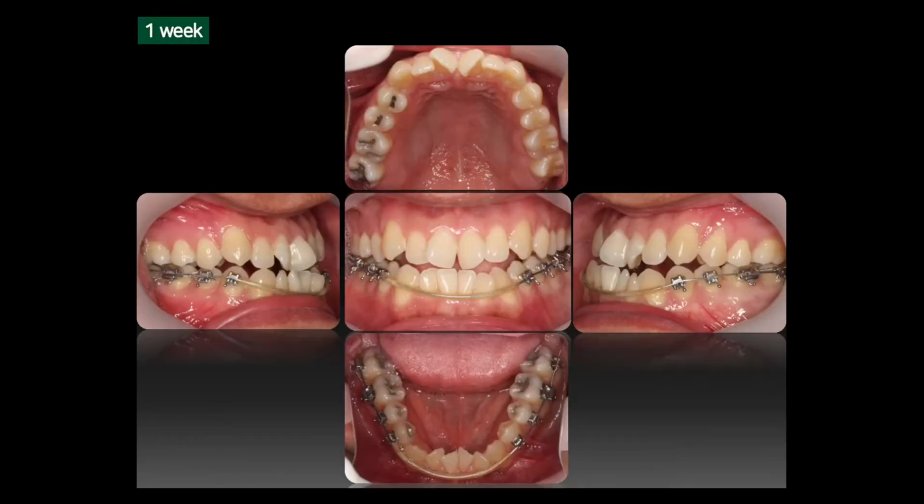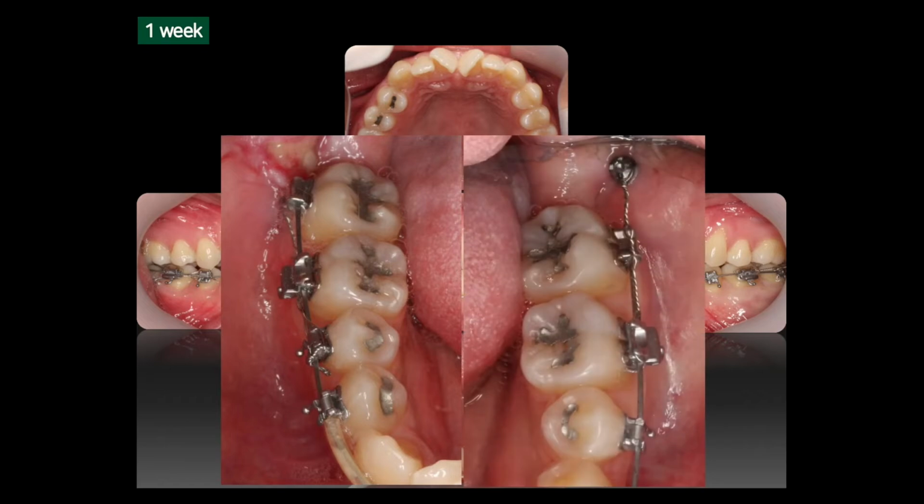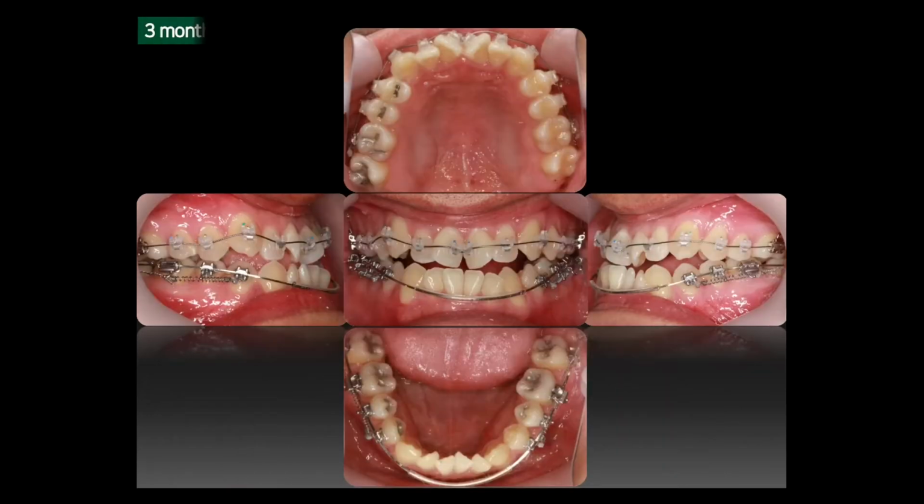One week after placement of the mini implants, the ligature wire thread was tied to the second premolar. On the left side, the mini implant was placed without incision. However, it was placed too buccally, impinging on the buccinator muscle.